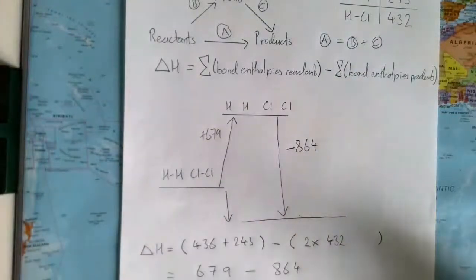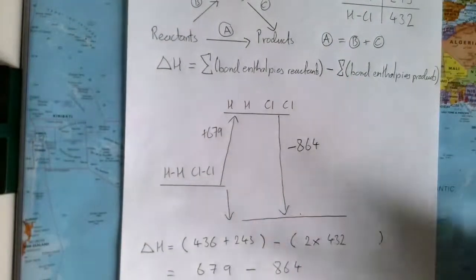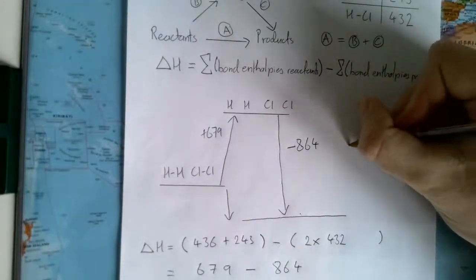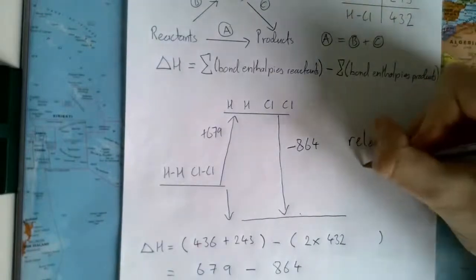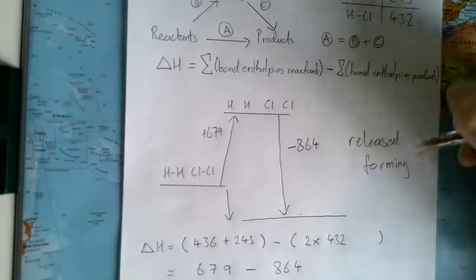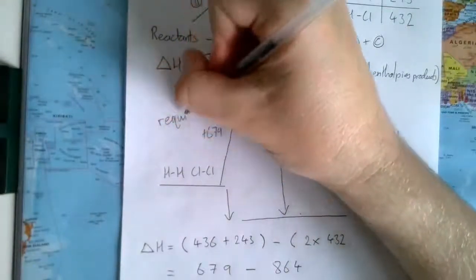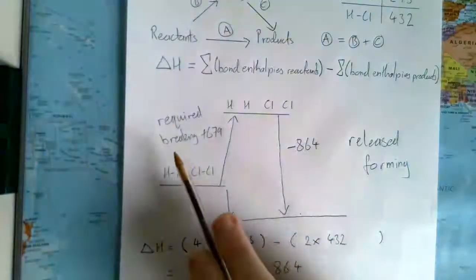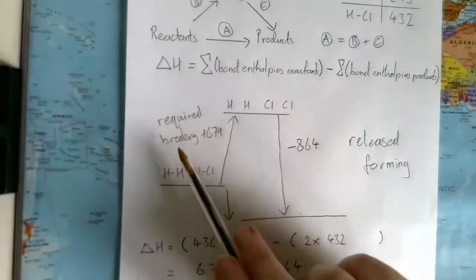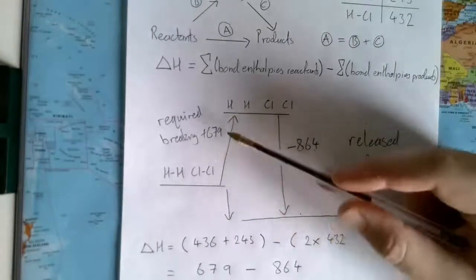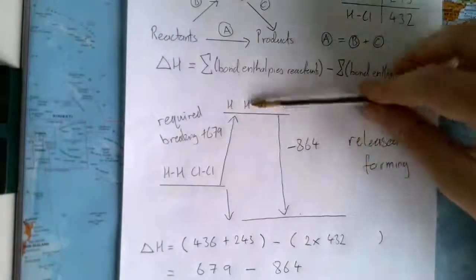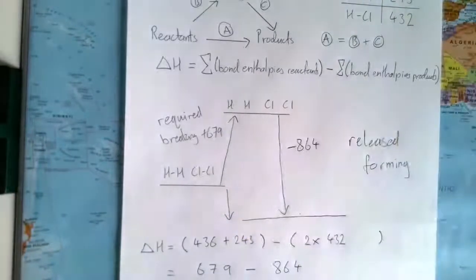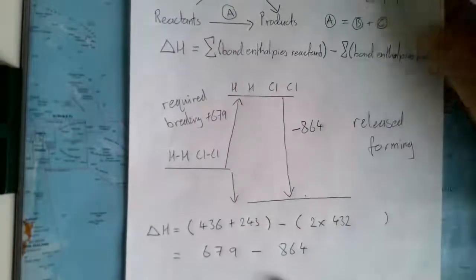Those are the phrases you need to use if you're asked to explain why the overall reaction is exothermic. So to reiterate, more energy released forming as opposed to required breaking. Key one where people drop marks is they say released breaking, but you have to point out it is required to break the bonds because it's an endothermic step. So we go up till we get to the atoms here, and then we come back down, and because more is released, the overall reaction is going to be exothermic.